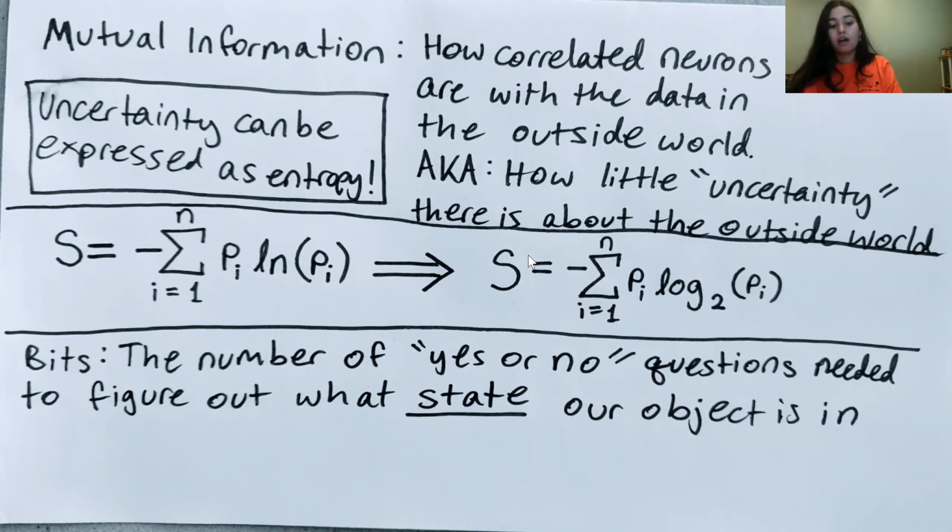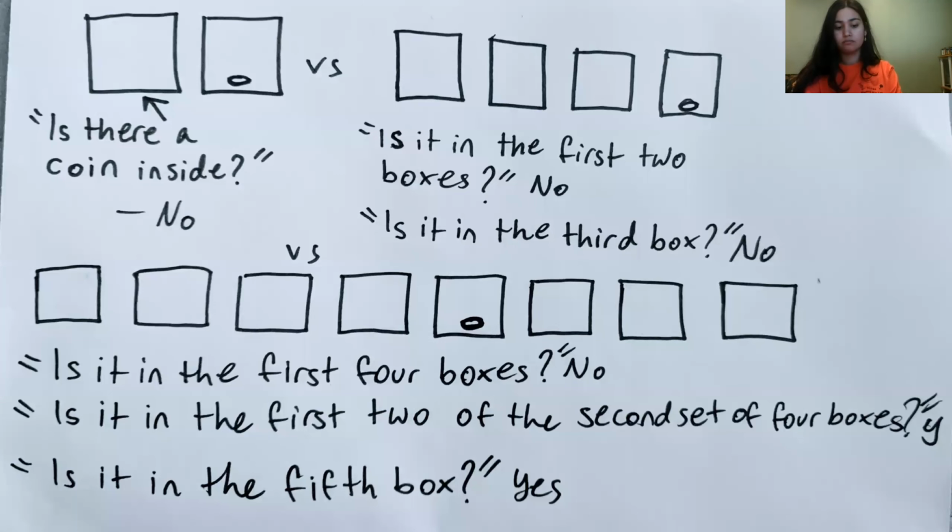Log base 2 can be used to describe the bits, or the number of yes or no questions needed to figure out what state our object is in. So for example, if we have a set of boxes and a coin is placed in one of those boxes, then we can ask yes or no questions to figure out which box the coin is placed in.